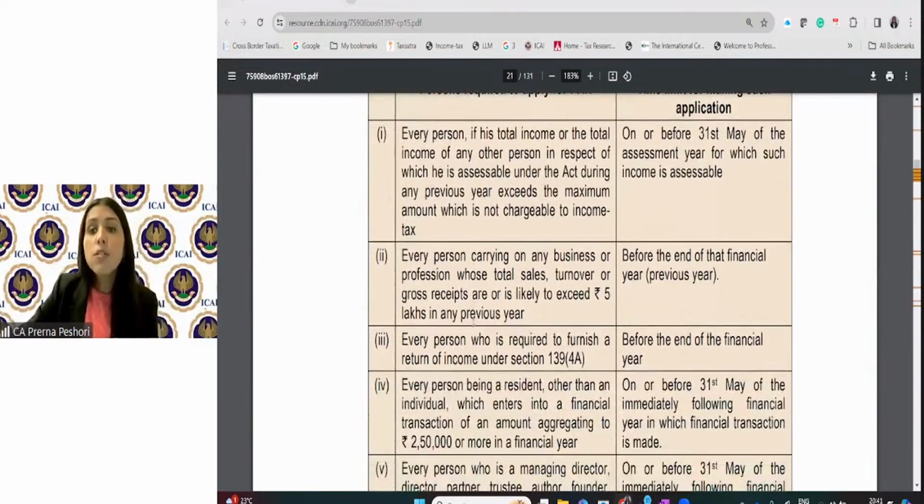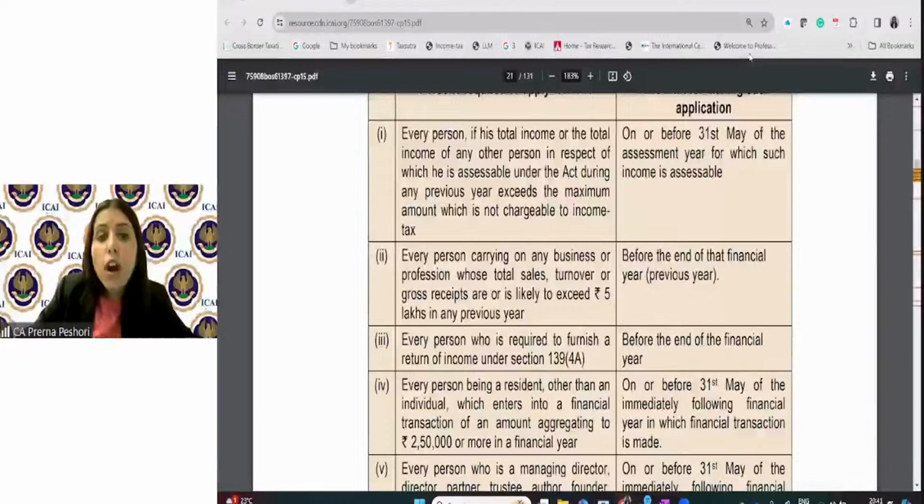Or every person who is required to furnish the return of income under 139(4)(a), which is the charitable trust. So the charitable trust is required to obtain the PAN mandatorily. Are we clear? Then every person who is a resident who enters into a financial transaction of more than rupees 2,50,000 in a financial year, in that particular case, he is required to obtain the PAN on or before the 31st May immediately following the financial year in which the financial transaction has taken place. Are we clear?